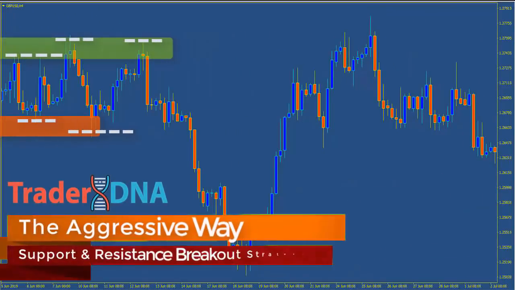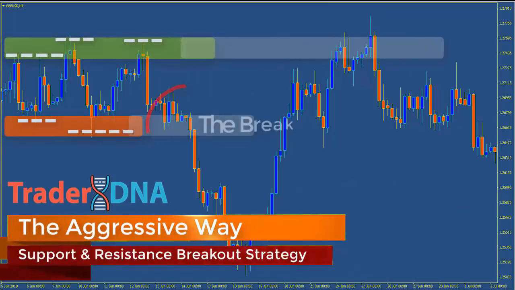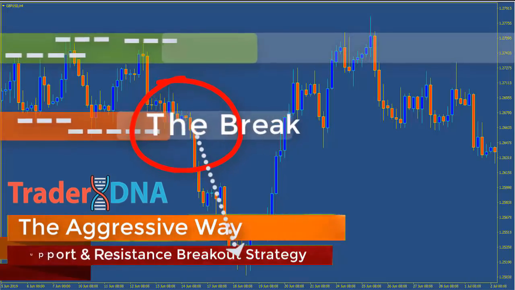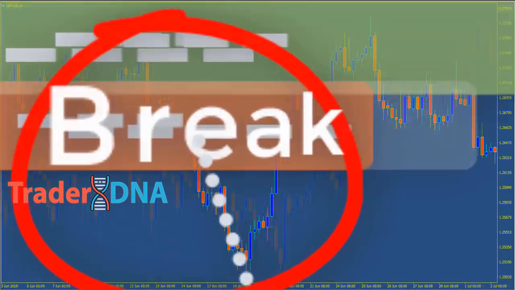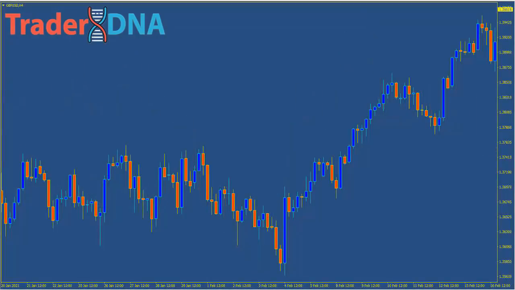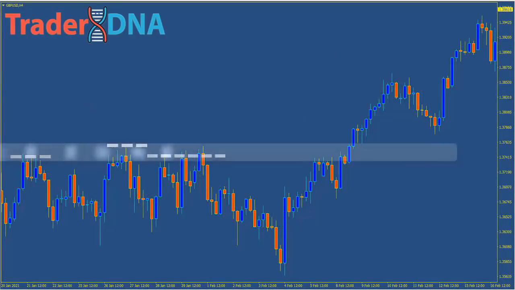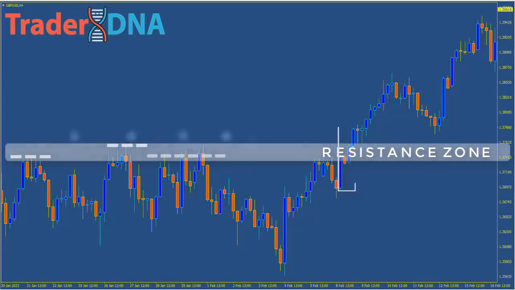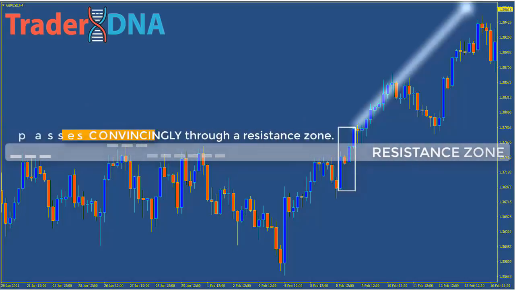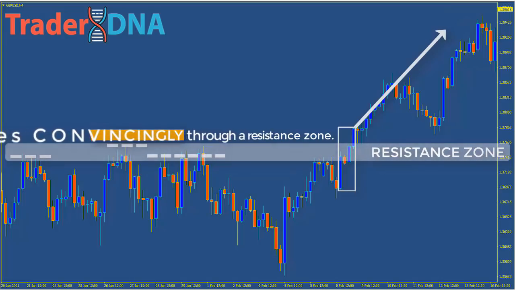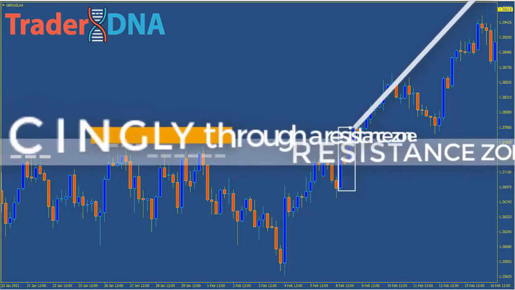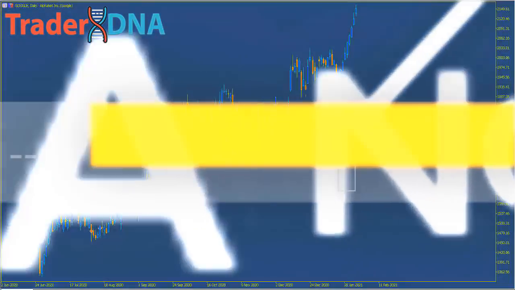The aggressive way, or support and resistance breakout strategy. The simplest way to play breakouts is to buy or sell whenever price passes convincingly through a support or resistance zone. The keyword here is convincing because we only want to enter when price passes through a significant support or resistance level with ease. The support and resistance breakout strategy involves the following steps.